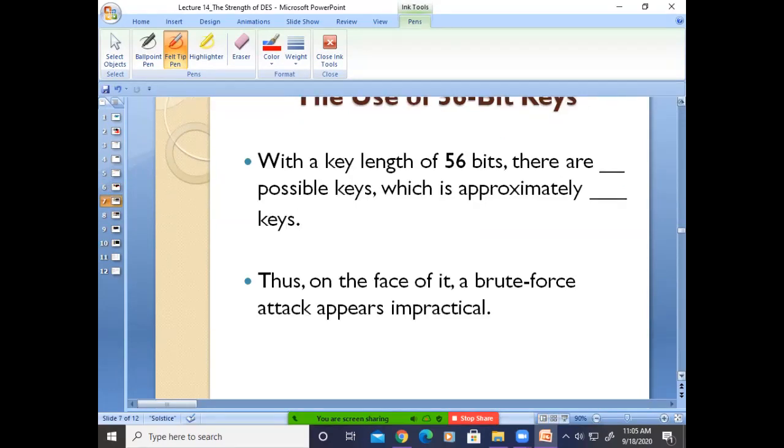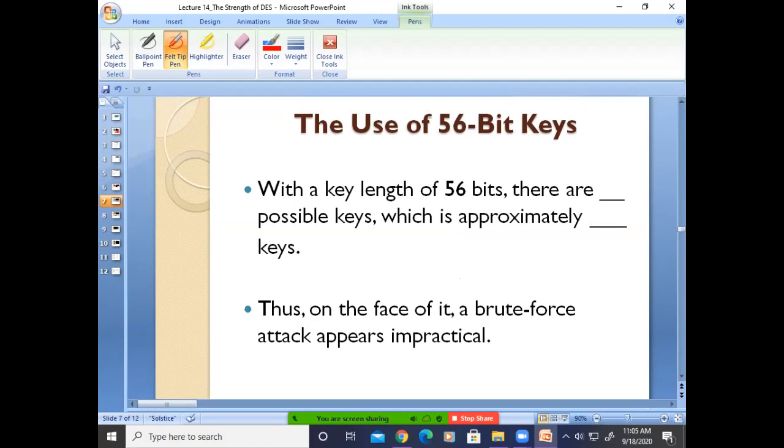So with a key length of 56 bits, how many possible keys? What are the different possible keys? Simple, it's 2 power 56, which is approximately 7 into 10 to the power 16. It's a very large number, right? So that's why brute force attack is impossible, or we can say impractical.